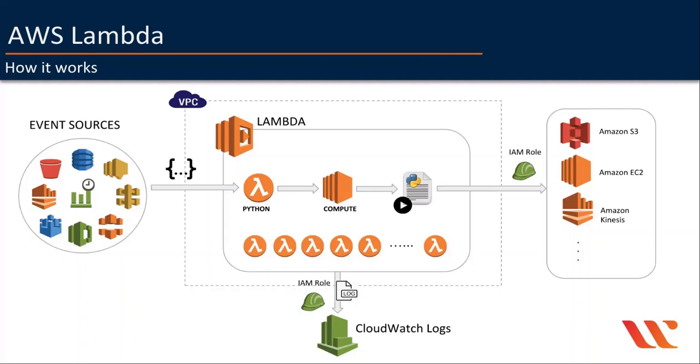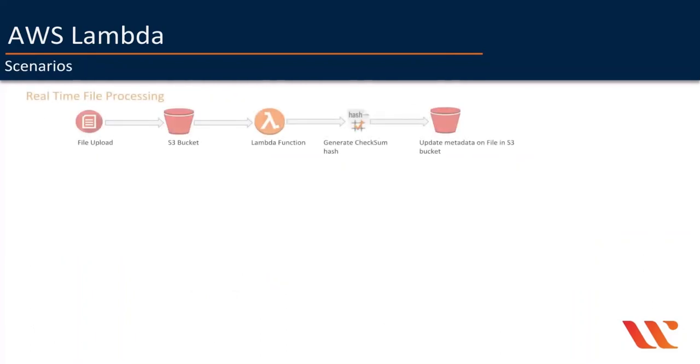Let's take a look at some of the typical scenarios of using Lambda. So the first one is real-time file processing. You can use Amazon S3 to trigger AWS Lambda to process data immediately after an upload. For example, you can use Lambda to calculate the checksum hash of a file uploaded and then add it to the metadata of the file in S3.